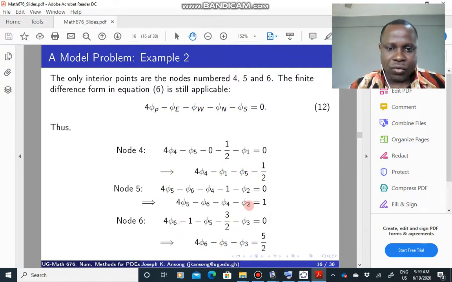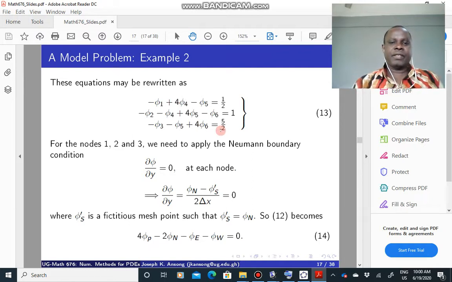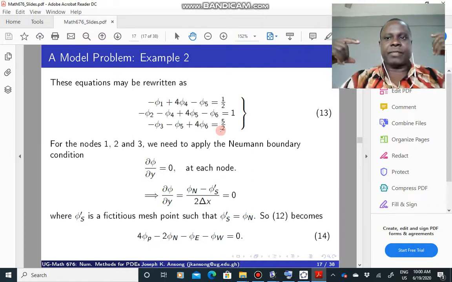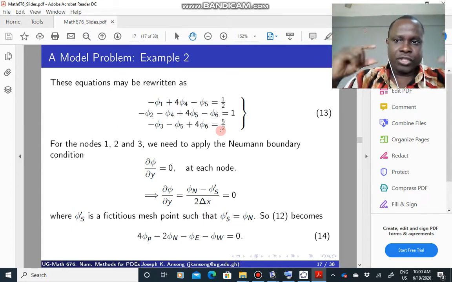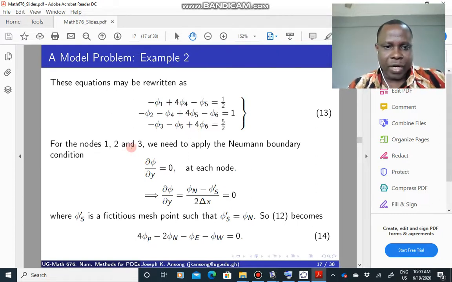So you have 3 equations, which you can rewrite. If you rewrite them, you get this set of equations, system 13. If you apply this discretized equation, our equation 2, to the interior nodes, this is what you get. And then in the next video, I'll go through this for nodes 1, 2, and 3. That is, how do you apply the Neumann boundary conditions in order to solve the equation. So we'll get to that very soon.